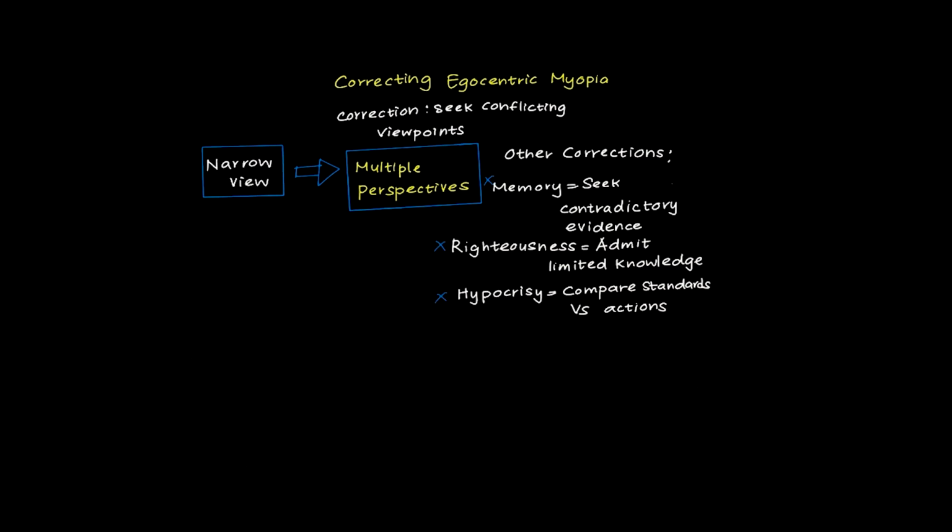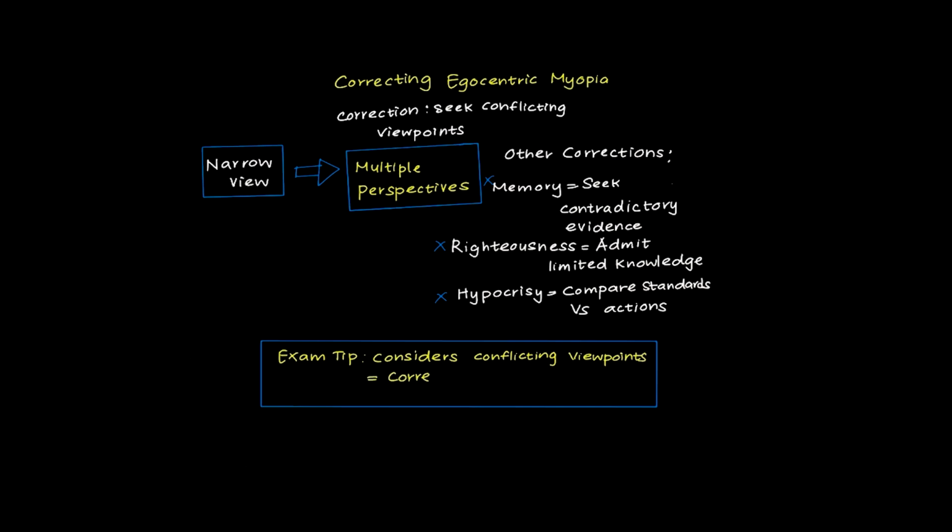Here's a WGU D265 OA exam tip for you. Actively considering conflicting viewpoints corrects egocentric myopia, the narrow view problem. Quick recall hook. Myopia = narrow view. Fix with wider perspectives.